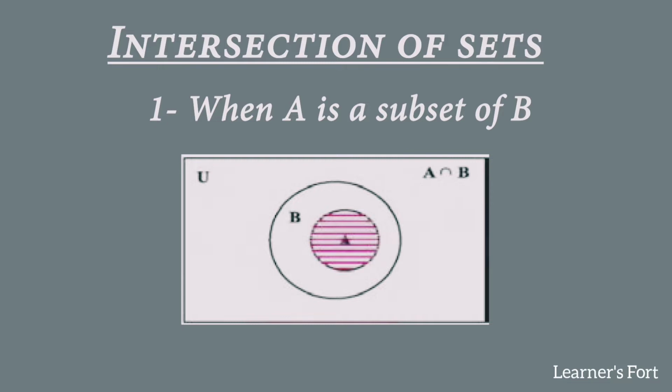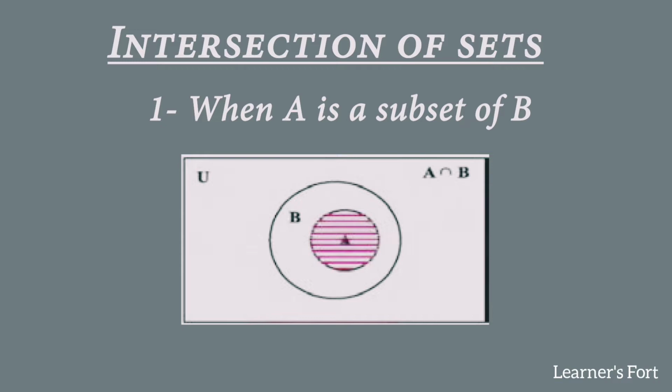Now the first case that we're going to discuss is when A is a subset of B. If you remember what I told you about the subset, when A is a subset of B, it means that all the elements of set A are present in set B. Not a single element is left out. Okay, so in that case, when A is a subset of B, we are going to draw the bigger circle B first and then draw the smaller circle, which is set A, inside the set B, which shows that A is a subset of B.